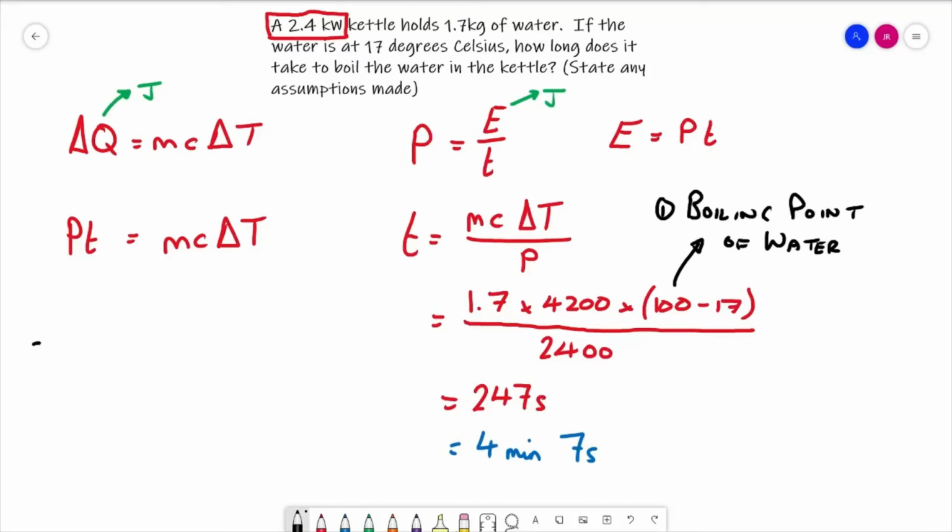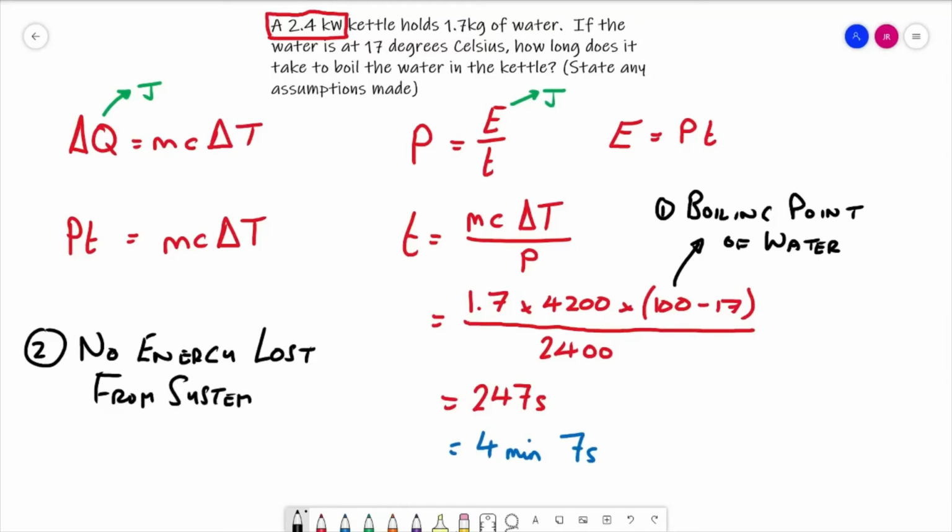The second assumption is really the key assumption. And what we're saying is that we've got no energy lost from the system at all. Now in reality we know that that isn't strictly true, because of course if you do put water into a kettle, well when the water heats up, that heat is conducted through the walls of the kettle and then it will be radiated into the room, and therefore we are going to get energy losses. So that's the second assumption made, is that no energy is lost from the system.